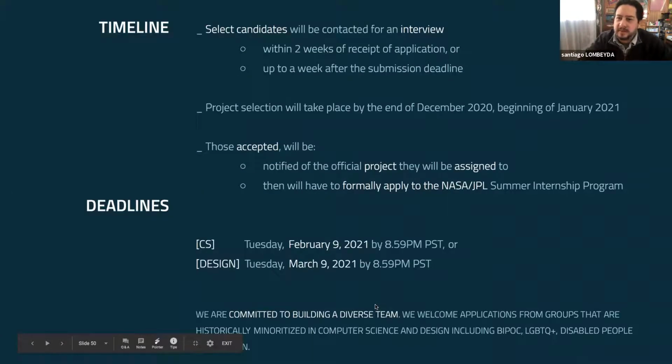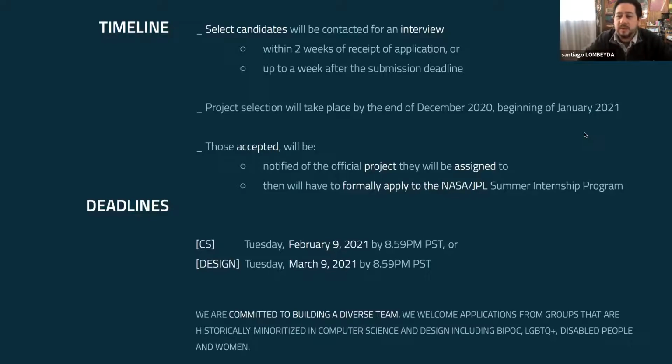So as far as timeline, the application form is open already. So please fill it out. We're going to start reviewing the applications from students fairly soon, and as they come in, we're going to try to make some time to start interviewing people. So we usually try to get to applications within 2 weeks of receiving them, but we're actually keeping our admissions open all the way until the big deadline, which is February 9th for CS leads and March 9th for design leads.